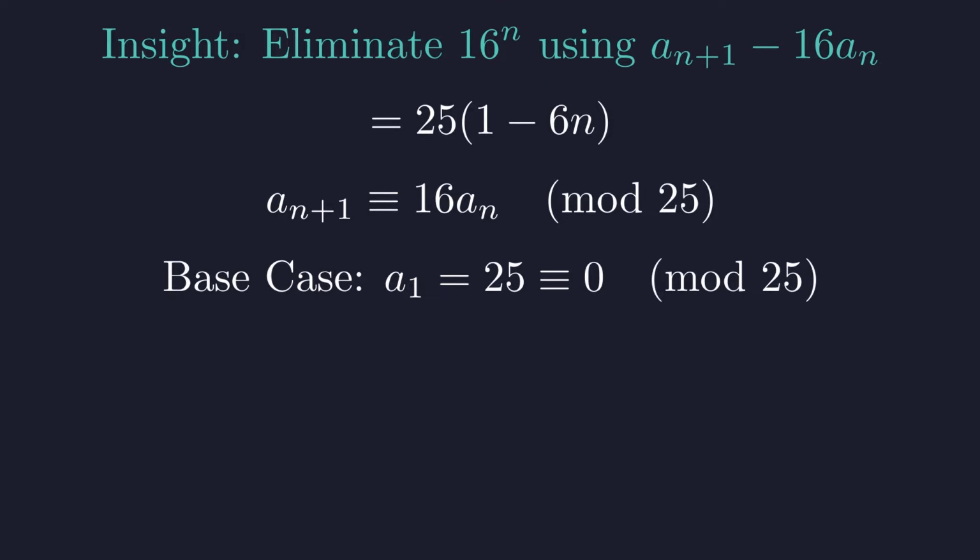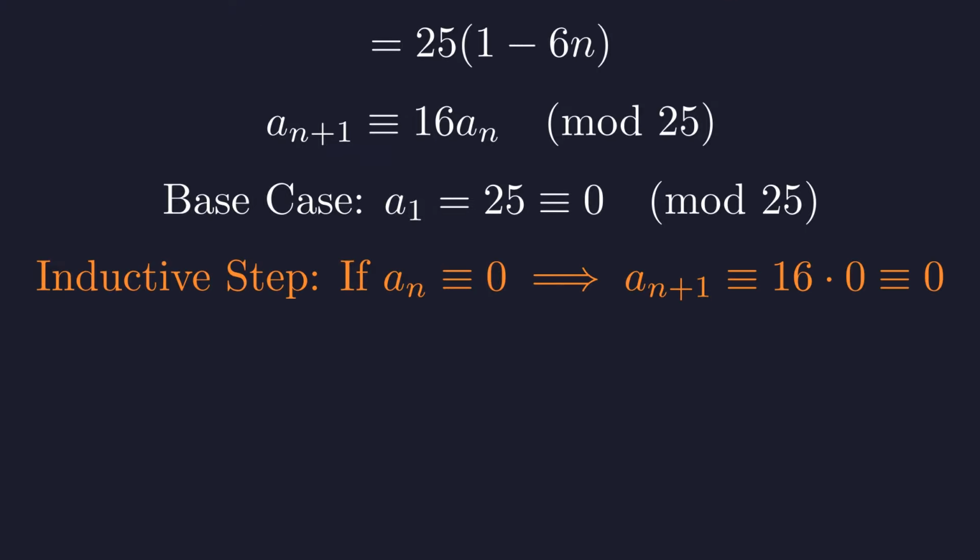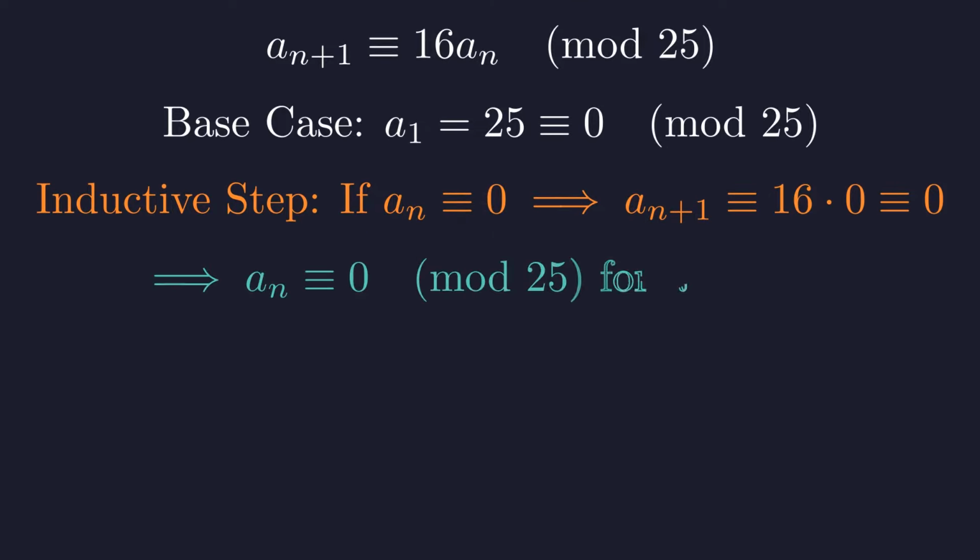Our base case for n equals 1 is a sub 1 equals 25, which is congruent to 0. The inductive step is clear. If a sub n is divisible by 25, then a sub n plus 1 is congruent to 16 times 0, which is 0 modulo 25. Therefore, by mathematical induction, all terms in the sequence are divisible by 25.